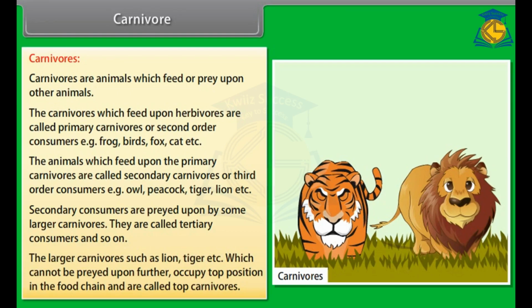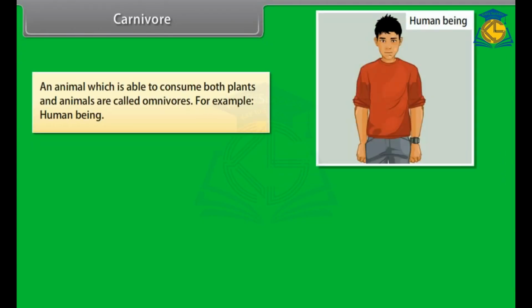The larger carnivores such as lion, tiger, etc., which cannot be preyed upon further, occupy the top position in the food chain and are called top carnivores. An animal which is able to consume both plants and animals is called an omnivore.